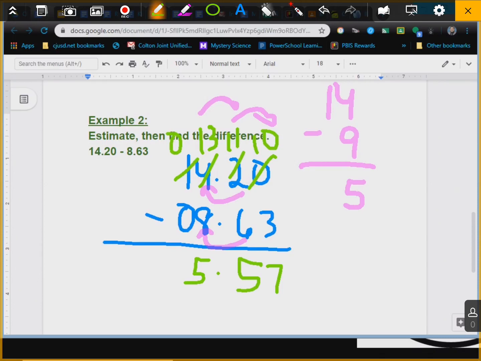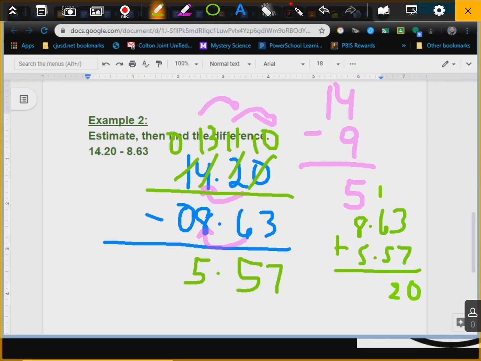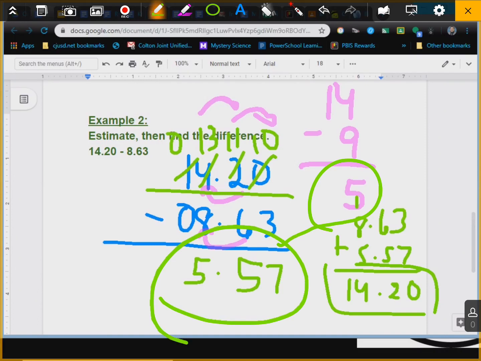And let's check to make sure that that answer matches. Let's add 8.63 plus 5.57, and it should equal 14.2. So that's 12, and that is 14.2. Looks like that's our answer. So in relation to the estimation of 5, it's a little bit bigger. I think it's closer to 6 than it is to 5, actually, but that's fine. We estimated. That's all they wanted.